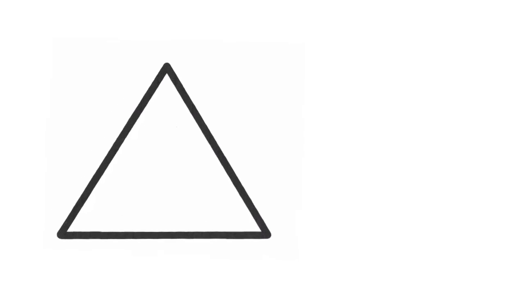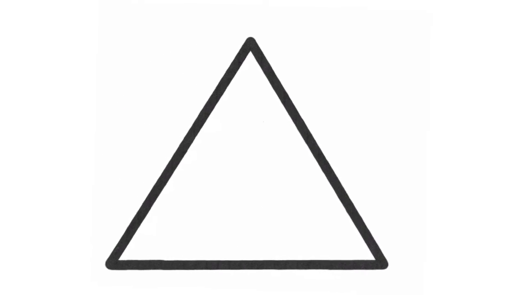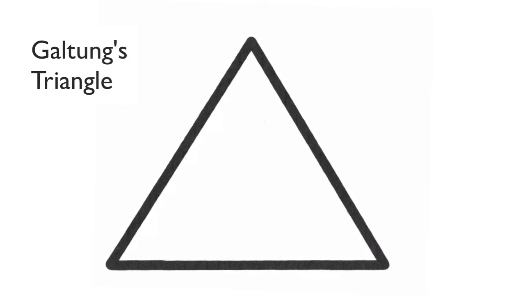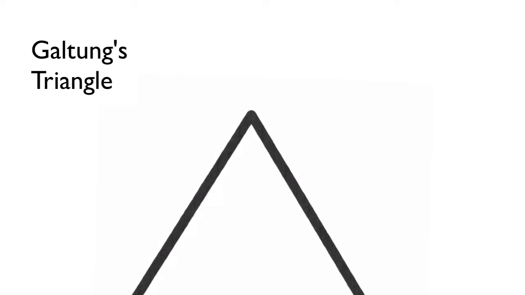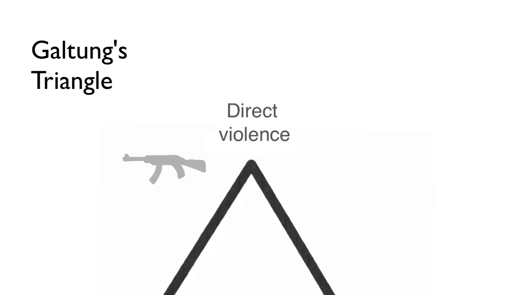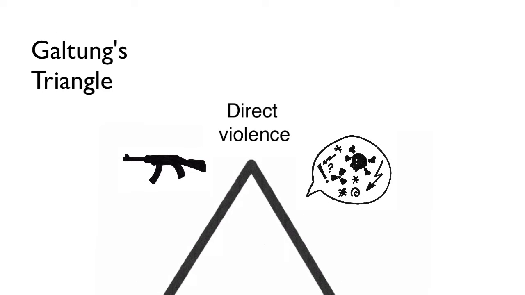Galtung's triangle helps you to see violence even when it is less obvious and lies below the surface. Peacebuilders need to appreciate these issues in order to be effective. Galtung identified three categories of violence. The first is direct violence, which includes physical and verbal violence. This is the violence we most easily see, often involving a perpetrator and a victim.